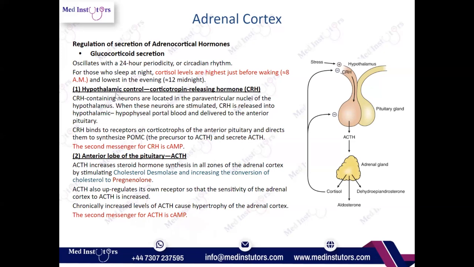That's it. Now let's talk about the hypothalamic control of corticotropin releasing hormone. Again, it starts from the hypothalamus. It secretes corticotropin releasing hormone, which acts on the anterior pituitary to secrete adrenocorticotropic hormone. And this ACTH acts on the adrenal cortex to produce further hormones. So what is the axis? Hypothalamus secretes corticotropin releasing hormone, which acts on the anterior lobe of the pituitary gland to secrete adrenocorticotropic hormone.